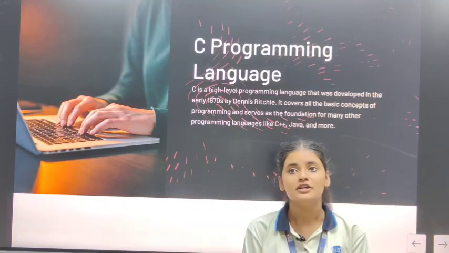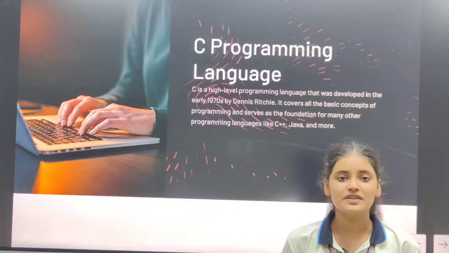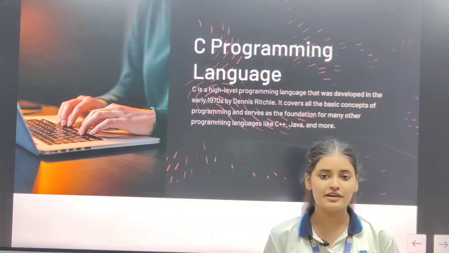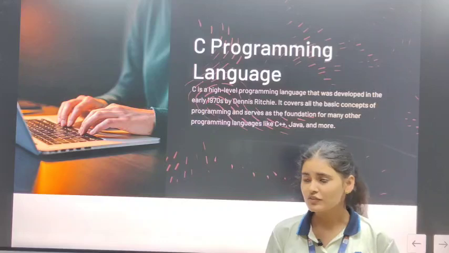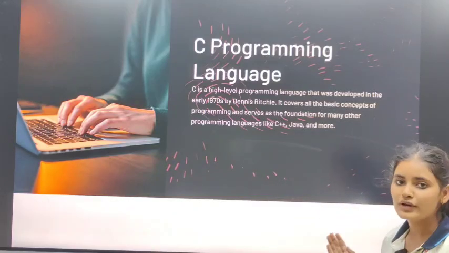So let's start it. While using any programming language, there are some advantages and disadvantages both. So let's discuss advantages first. First of all, know what is the C programming language.